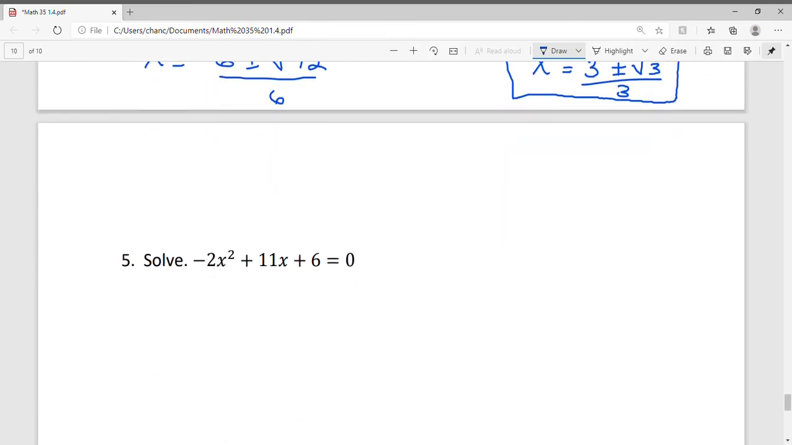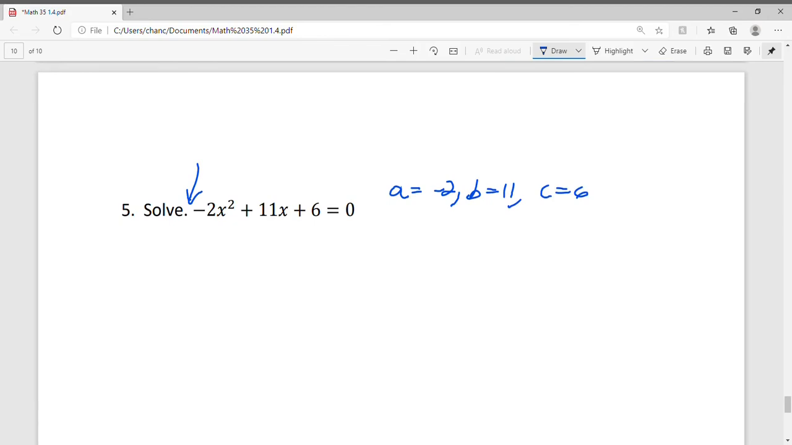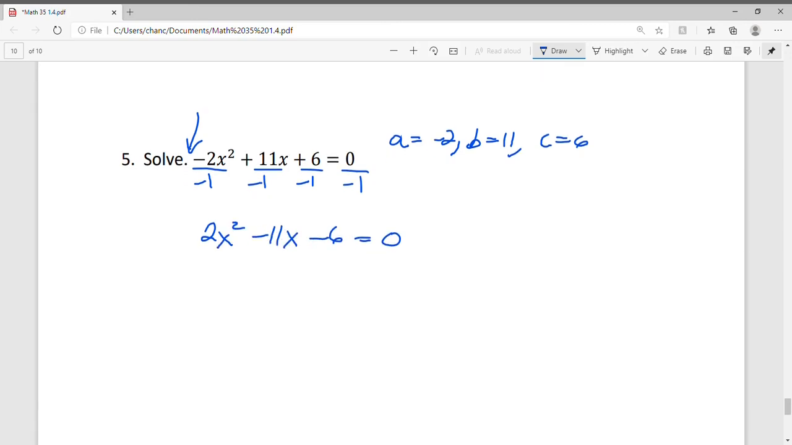In example 5, we can say a equals negative 2, b equals 11, c equals 6. That's perfectly fine. But I hate these negatives in the front. So what I like to do is multiply everything by negative 1, or you could divide everything by negative 1 and you'll get the same result. I get 2x squared minus 11x minus 6 equals 0. Then I can say a equals 2, b equals negative 11, and c equals negative 6.